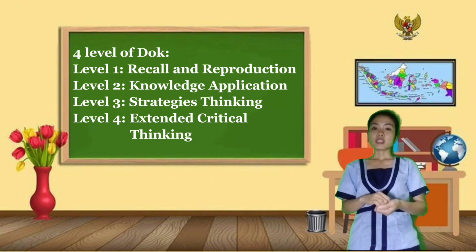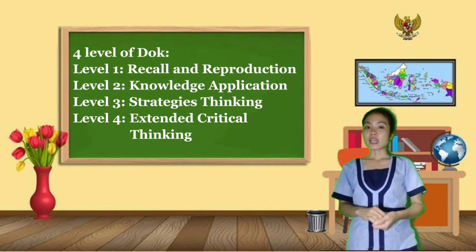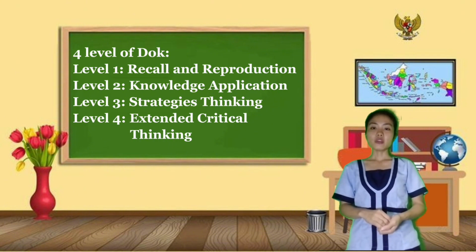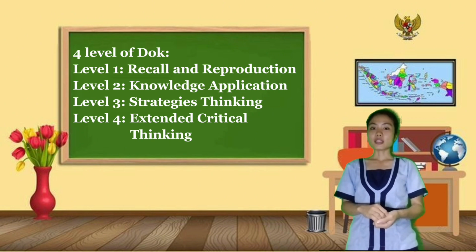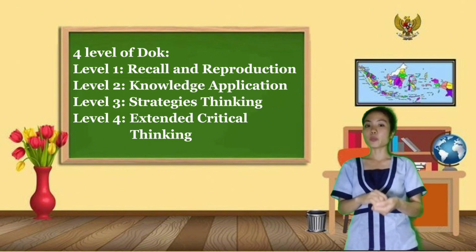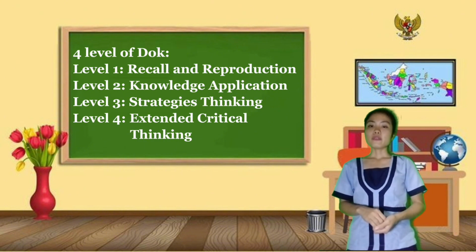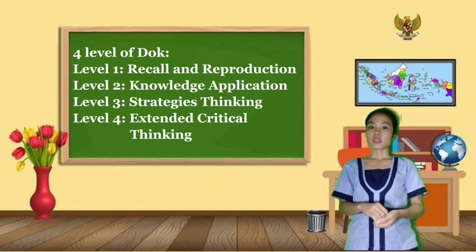Level 3 is strategic thinking. Reasoning, planning, and solving problems in a complex situation. For example, designing an experiment to test a hypothesis, analyzing a historical event and forming an argument, or even creating a presentation using multiple sources of information.